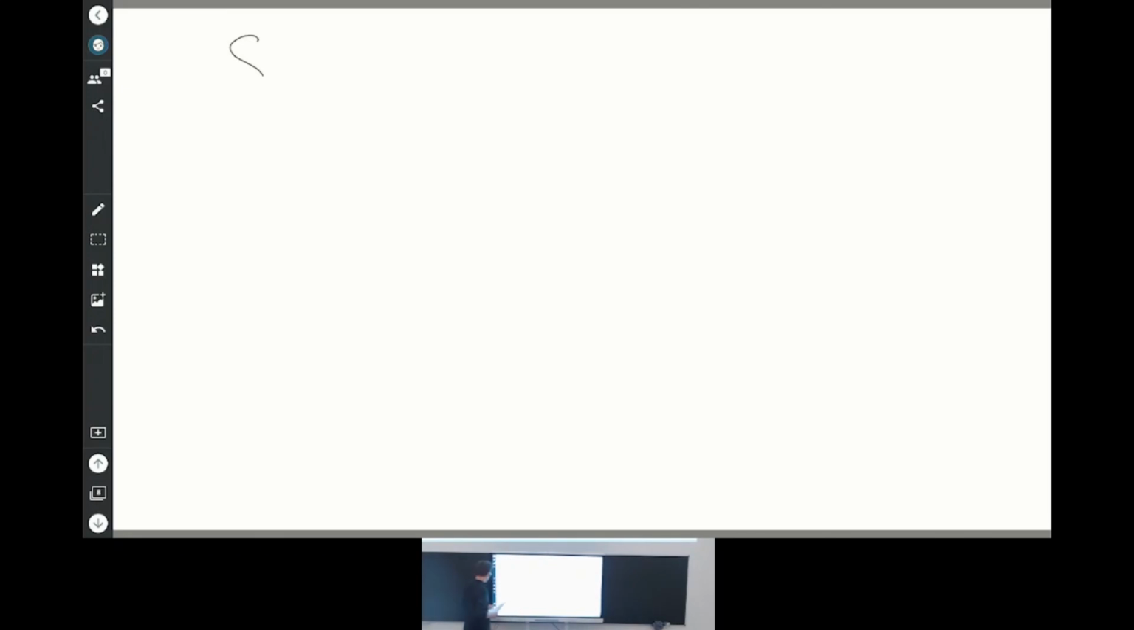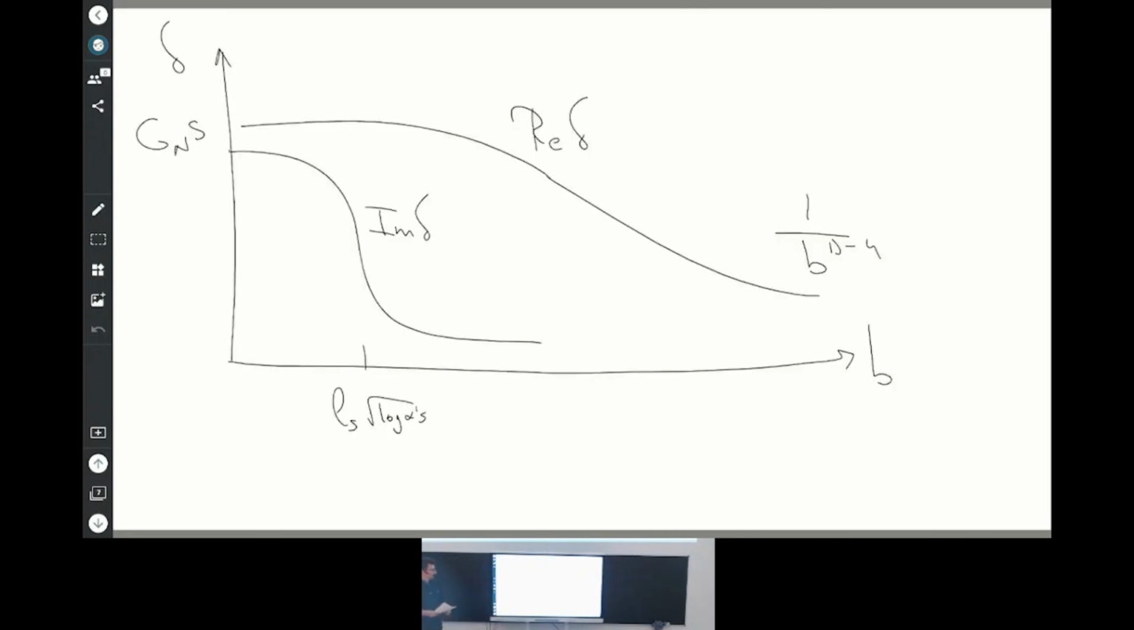Sorry, this 1 over b to the d minus 4 in the real part, where did it come from? This one? Yeah. If you remember, in tree-level GR, we have this result. That's just the GR part. So as expected, we recover GR at large b, and as this scale, the corrections kick in, and this grows, saturates, and the imaginary part is exponentially suppressed. That's the basic picture of this computation. Thank you.